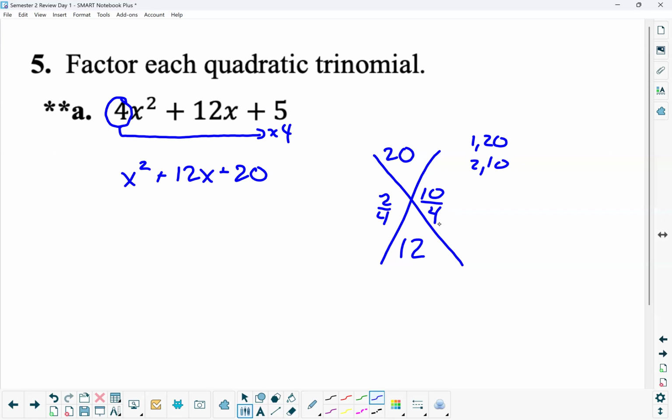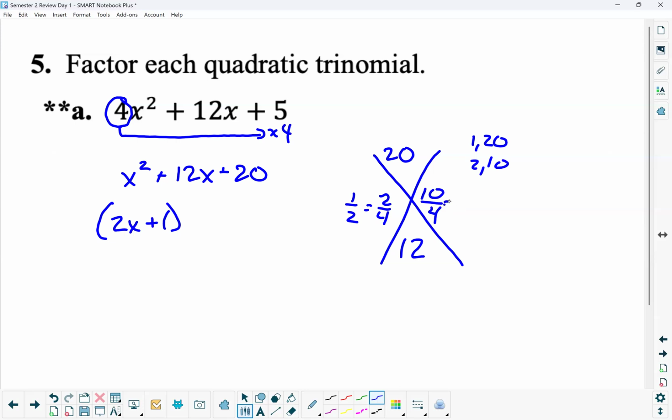Does 4 divide evenly into 2? Now be careful, it's 4 into 2, not 2 into 4. In that case, no. Then I look, can I reduce? Is there a number that evenly divides into both 2 and 4? And 2 divides evenly into both to give us 1/2. What that means is for our factor, the 2 that's in the denominator goes in front of the x. The numerator becomes our constant term. So 2x plus 1 would be that factor.